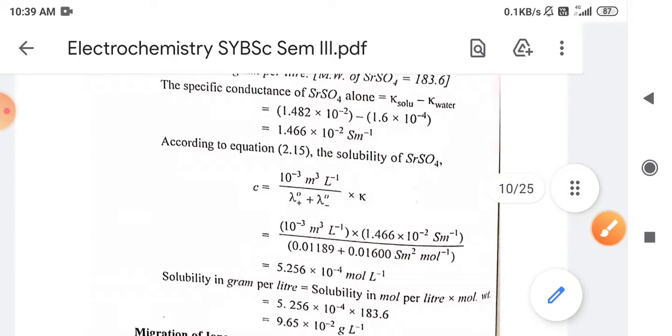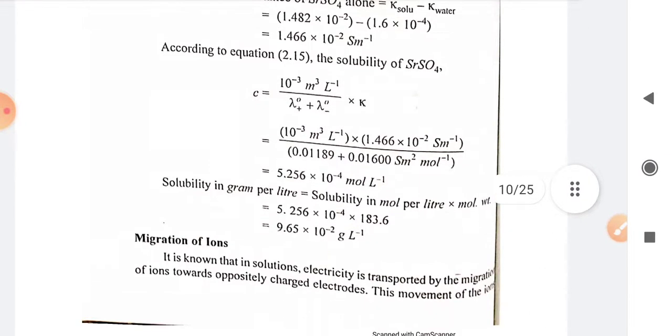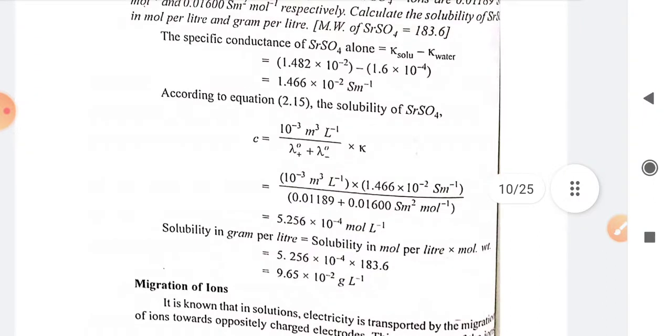So this is about Kohlrausch's law and its applications. Now we will move towards transference numbers and the moving boundary method. We'll discuss that in the next lecture.